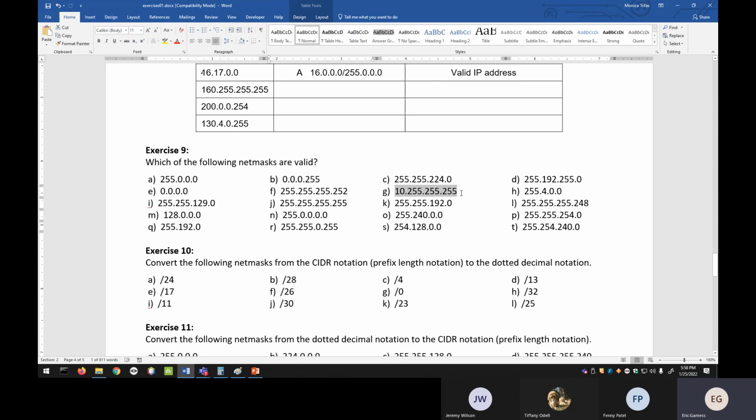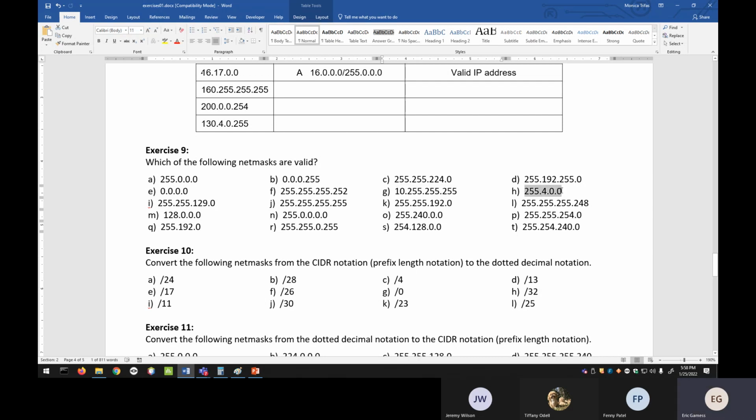Is this a valid net mask? No, because in the first byte we already have a problem. Because what is 10? 0, 0, 0, 0, 1, 0, 1, 0. So we start with a series of 0, then we go to 1. No. We need to start with a series of 1. This series of 1 can be empty and followed by a series of 0.